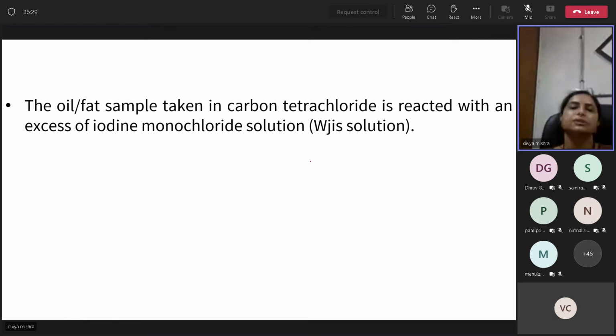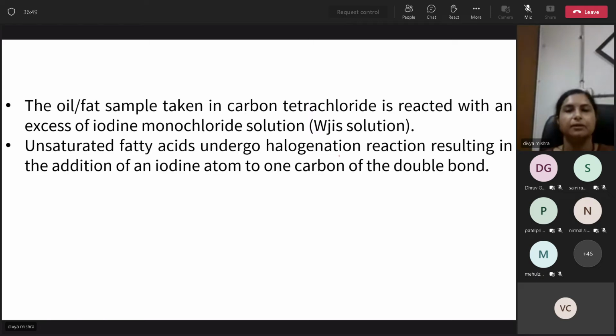So this is the procedure. The oil or fat sample is taken in CCl4 to initiate the mixing, because it would not be easy to mix the fat sample with the iodine monochloride solution. That is why we are taking the solvent carbon tetrachloride, with an excess of ICl solution. Then the unsaturated fatty acid will directly undergo a halogenation reaction, and there will be addition of the halogen iodine atom to one carbon of the double bond.